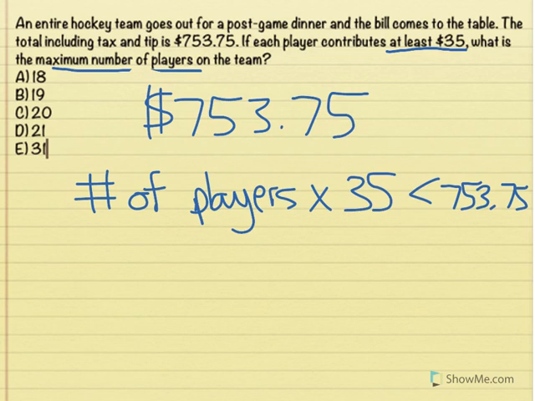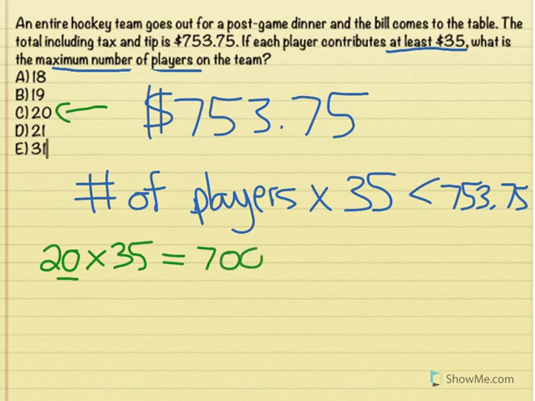So let's look at our answers now. We have 18, 19, 20, 21, 31. When we're multiplying 2 digits by 2 digits, it's easiest to take one that ends with a 0. So I'm going to start with 20. The reason that's easy is because we're doing mental math here. 20 times 35. You can forget the 0 for now and just do 2 times 35, which is 70, and then just add the 0 on at the end. So we know that 20 times 35 is $700.